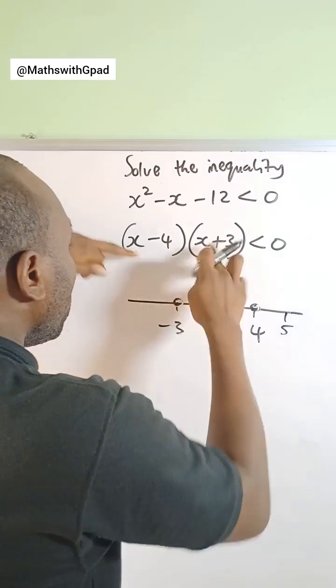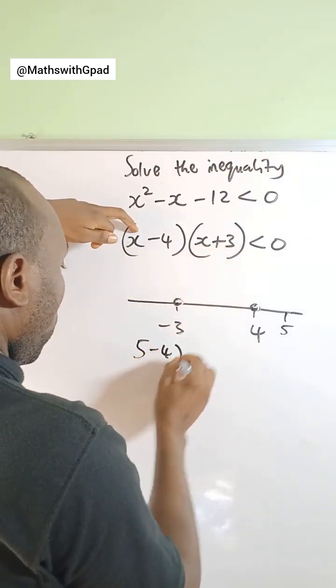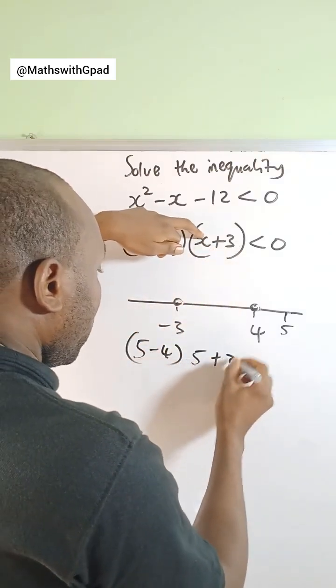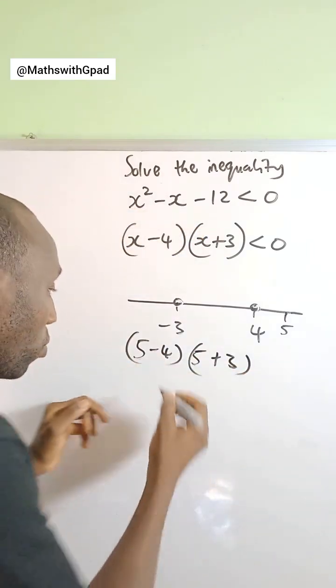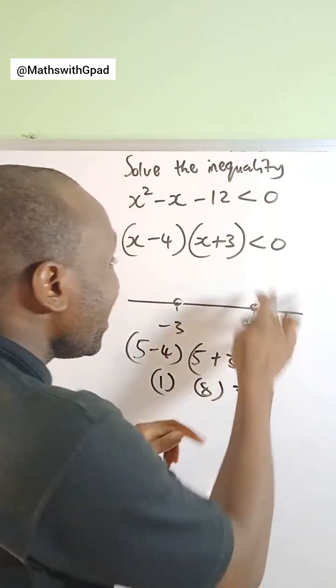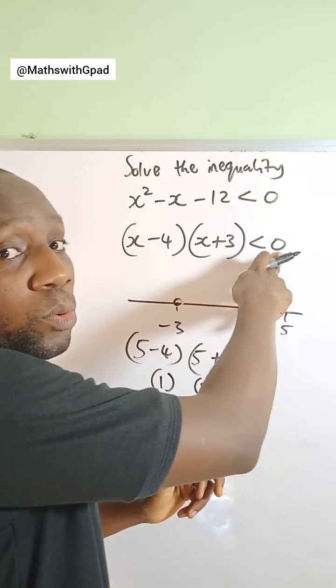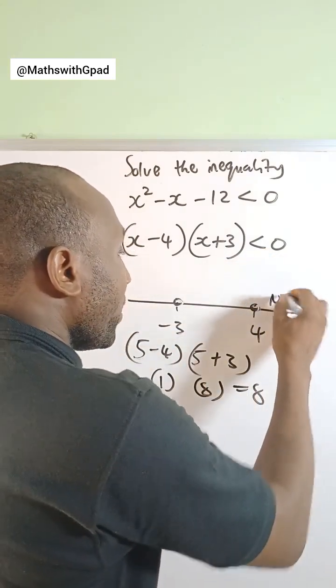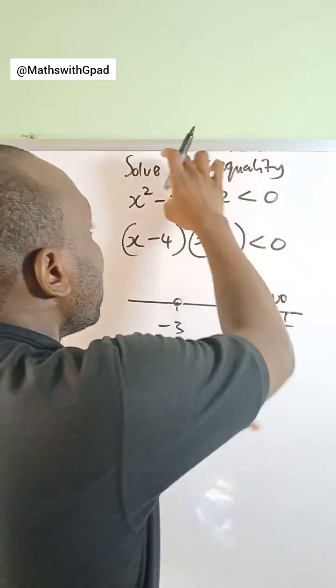So let's use 5 here. This will be 5 minus 4, and then 5 plus 3. What's 5 minus 4? That's 1, right? And what is 5 plus 3? That's 8. 1 times 8 is 8. Is 8 less than 0? No. So we put no here. This region does not satisfy this inequality.